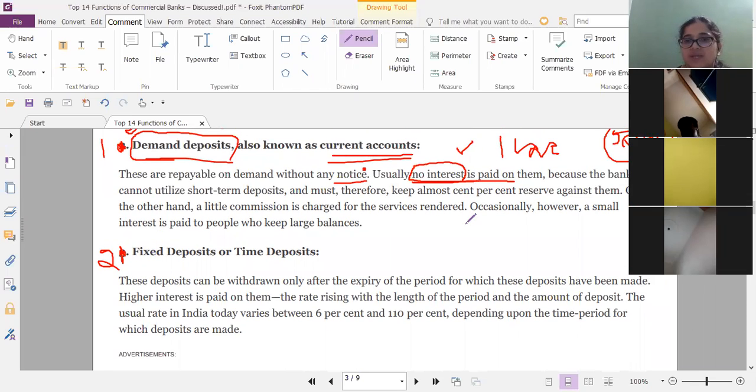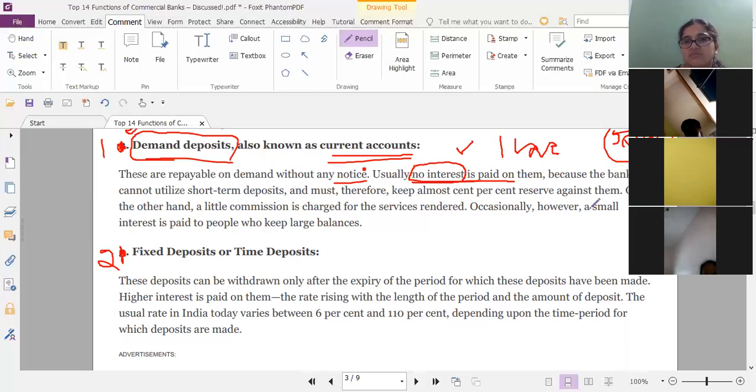No interest is paid on them because the bank cannot utilize short-term deposits. Anytime they have to keep that money ready for you, as you may go and ask for it anytime. Because the banks cannot utilize short-term deposits, they must therefore keep almost 100% reserve against them. On the other hand, a little commission is charged for the service rendered. Occasionally, however, a small interest is paid to people who keep large balances.